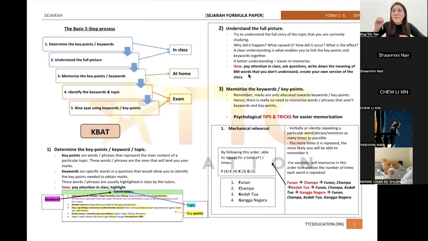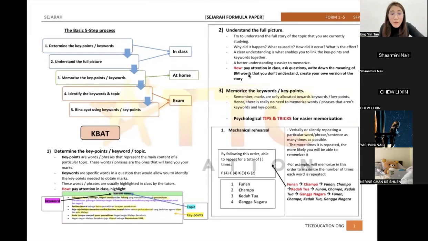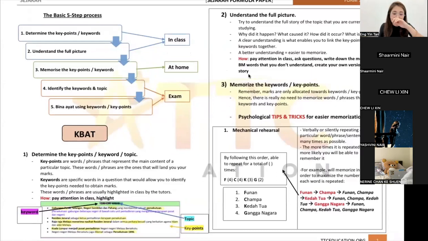Just a sharing tip, because we at TTC Sejarah realize that students are struggling with the topics. As you can see, Form 4 Sejarah has 10 chapters, and next year in Form 5 there are another 10 chapters. It is very bulky. Therefore, here we prepare 5 basic steps for studying Sejarah. We recommend you practice this during class. For those who attended my normal class this week, I shared that in class you should try your best to achieve these 2 things.